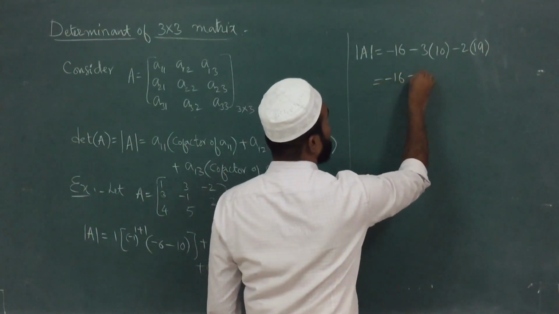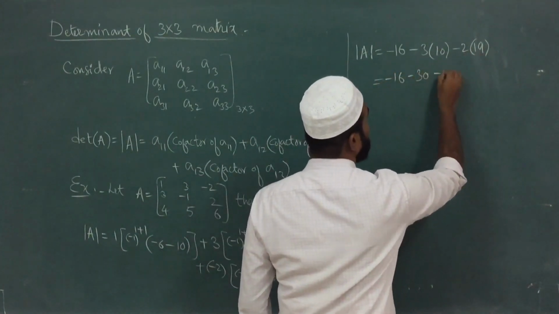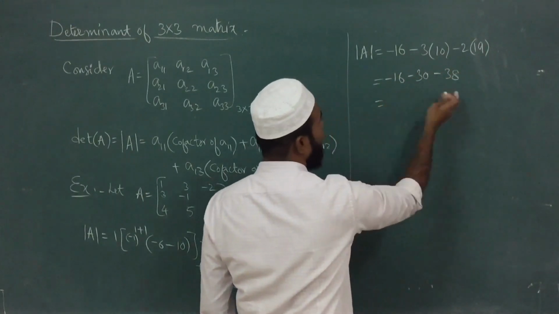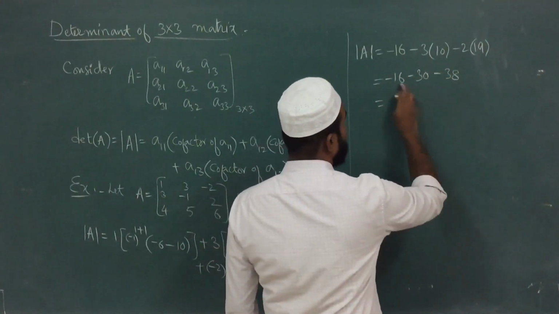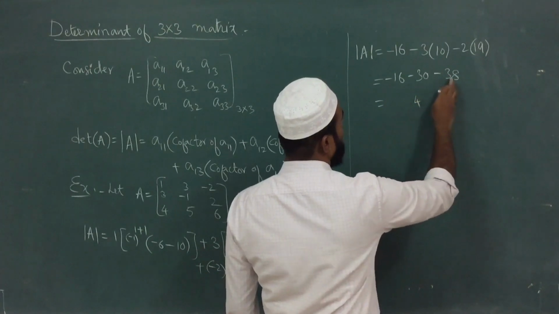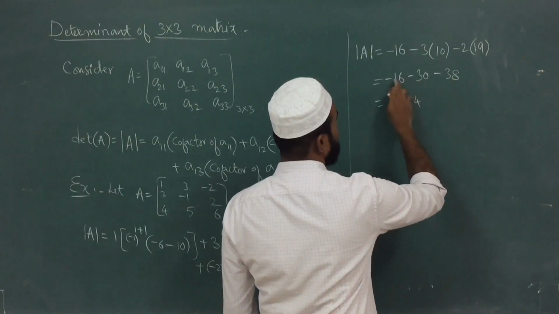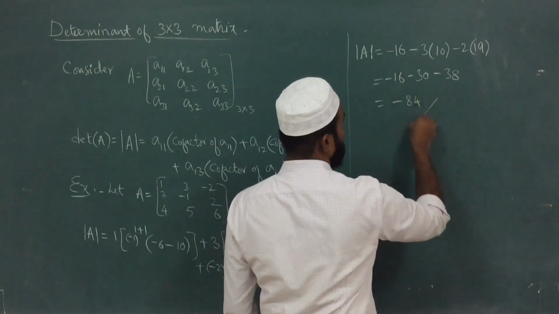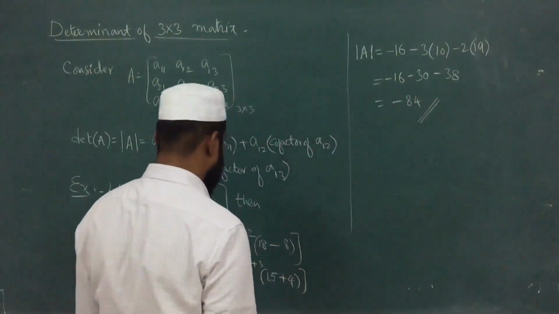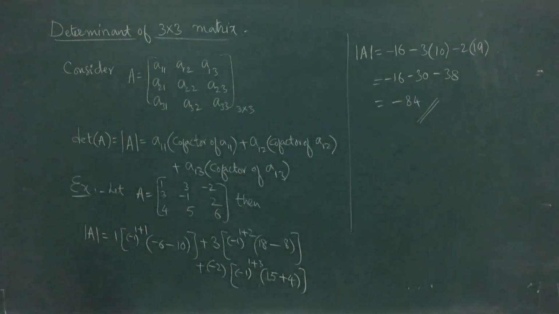So this is 19. Let us simplify this. Minus 16 minus 30 minus 19 into 2, 38. So we have to add all this: minus 84. So we will get the answer to be minus 84, right? This is how we evaluate the determinant.